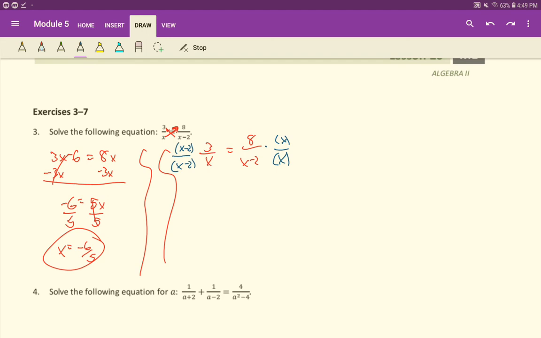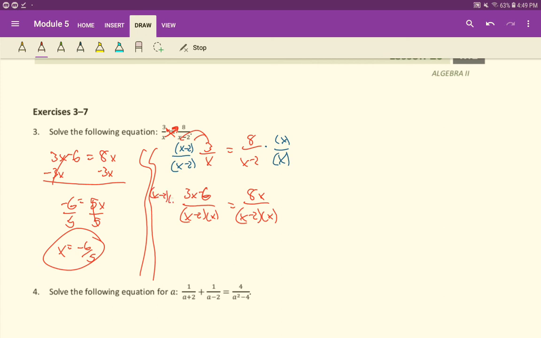Okay, so when we multiply here, again, distribute the 3, so it'll become 3x minus 6 over x minus 2 times x equals 8x over x minus 2 times x. And again here, because we have the same denominator, we can multiply both sides by that denominator, and that'll cancel those out, and multiply this side by that denominator, and that'll cancel those out, and we're left with just 3x minus 6 equals the 8x, which is the exact same thing we had up here to start out.